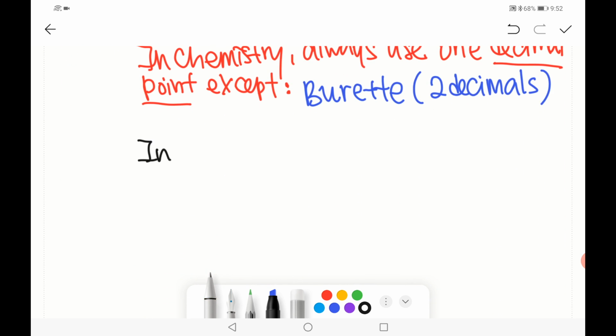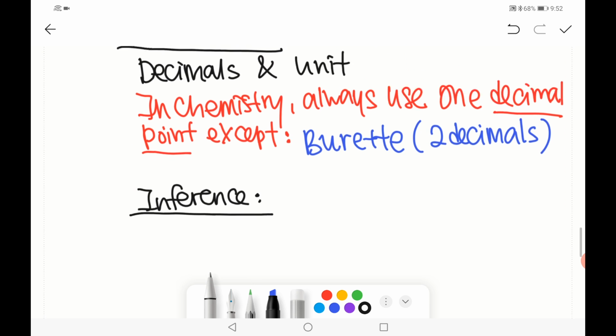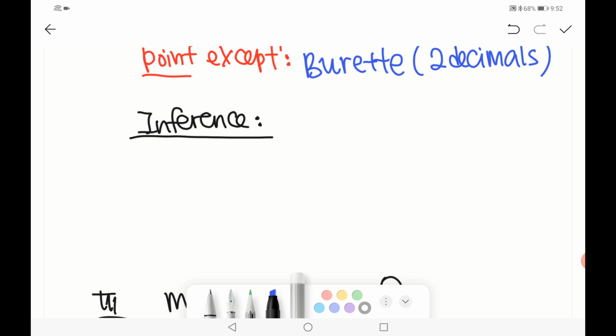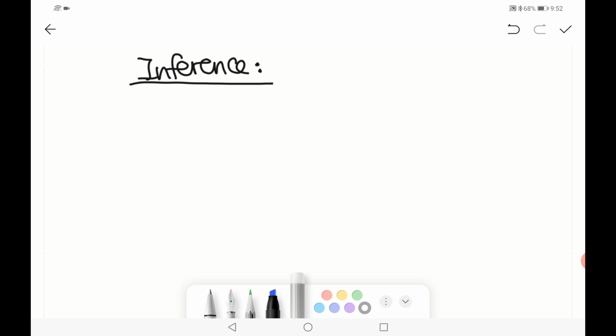When you come to inference, many people heard about inference as early as UPSR. But until today, still a lot of people cannot get full marks for inference. So now I'll tell you what inference is all about and why many people lose marks in inference.